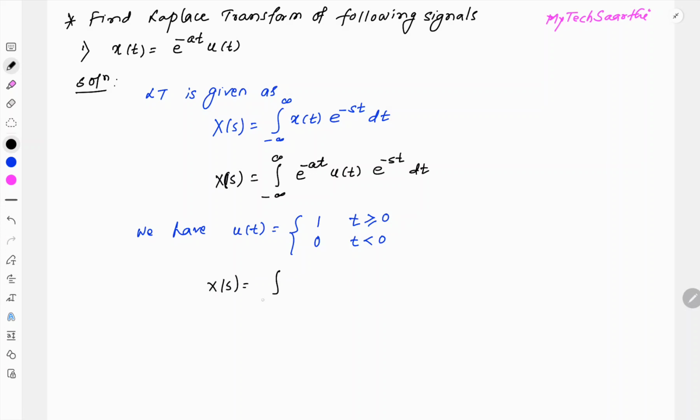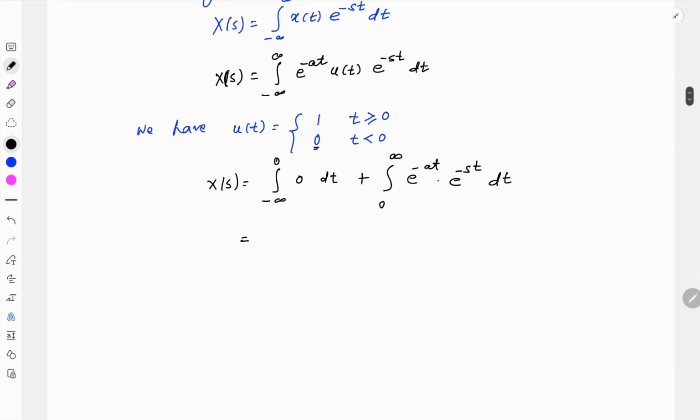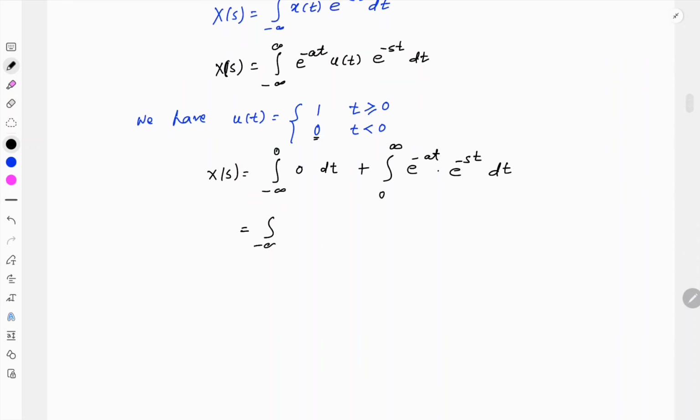Now this integration can be split from minus infinity to 0, where u of t is 0. So the entire integration becomes 0 into dt plus integration 0 to infinity, where u of t is 1. So the remaining values are e raised to minus at into e raised to minus st dt. Let us simplify it further now. We only have to evaluate the second part of the integration. The first part becomes 0.